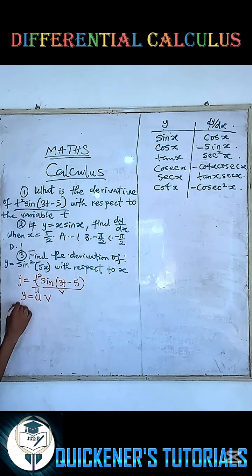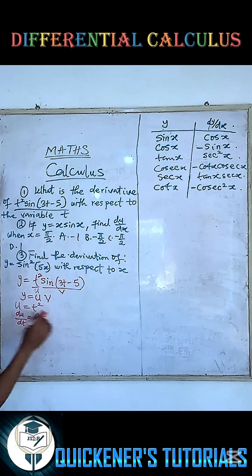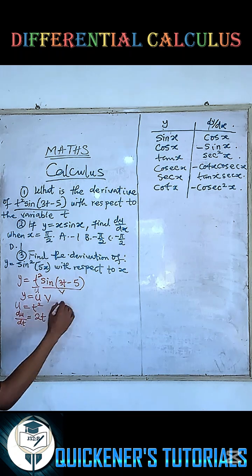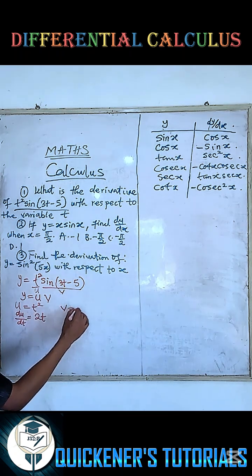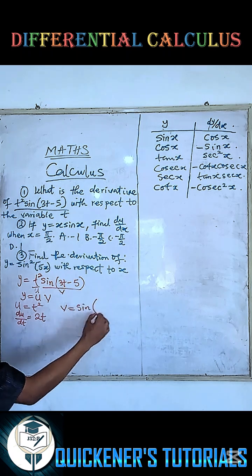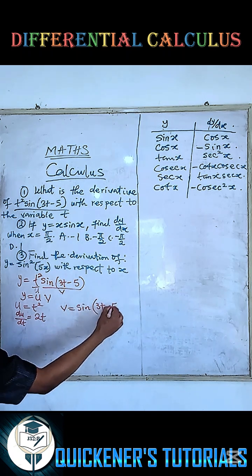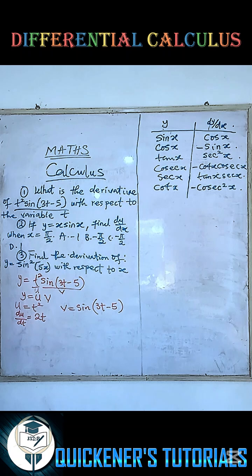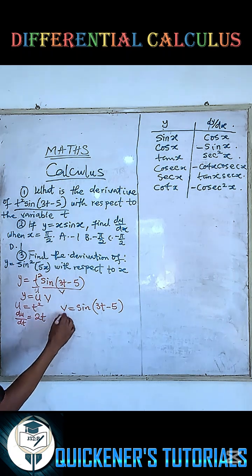Let's bring u first. So, u is what? t squared. Are you getting me now? The derivative of u with respect to t, that's what? 2 times t, that's all for u. Then v will be what? Sine(3t minus 5). Are you getting me now? So what is the derivative of v with respect to t?